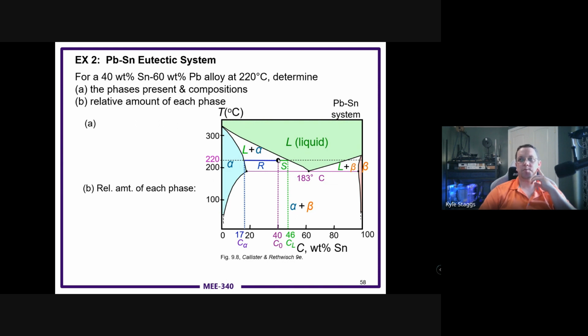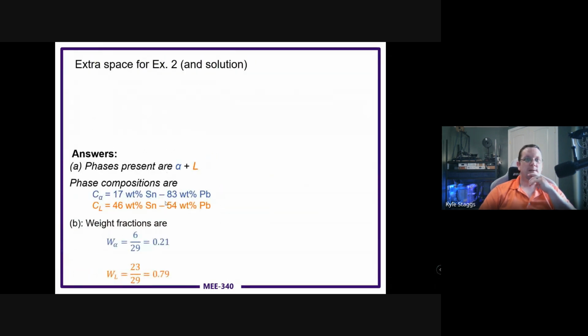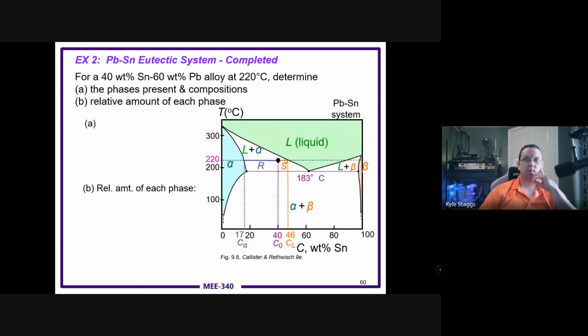So this one, because of where it's positioned, the majority is going to be alpha. And so looking at that, this is what we would expect to see. So this gives us the alpha is at 17%. So our alpha, or the majority is the liquid phase, with the balance being alpha, because of where this tie line actually lands. It's a lot physically closer to the liquid phase than it is to the alpha phase.